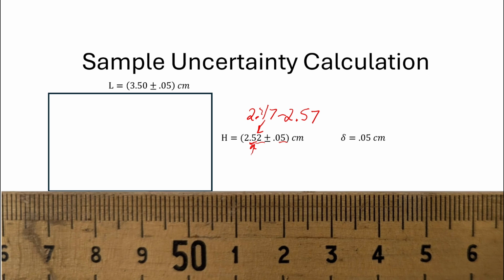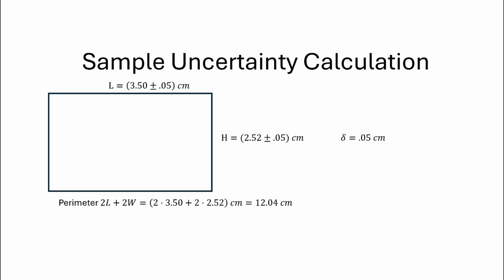What if I want to do something with those measurements? Like, what if I want to calculate the perimeter? And it's pretty easy to calculate a perimeter. It's twice the length plus twice the width. If we crunch the numbers, there's my 12.04. I didn't do anything special there. I just added the numbers.